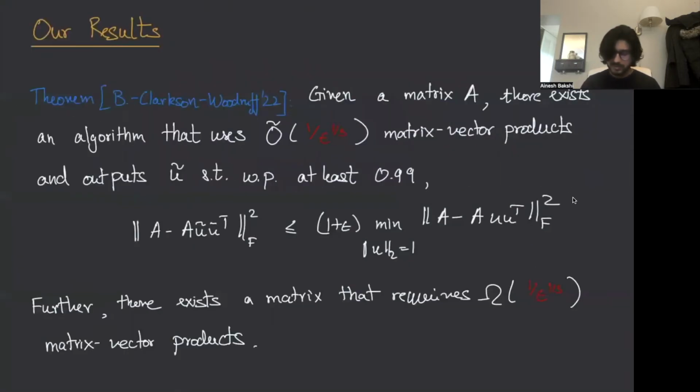And what we also managed to show is that there is a matrix which requires Omega of 1 over epsilon to the 1/3 matrix vector products for any 1 plus epsilon approximation. So this result, the lower bound, is unconditional. It's simply information theoretic, and considering the matrix vector product model led us to be able to prove such a result. Note that proving such a result in RAM is not possible, and we would need to have some sort of conditional hardness if we tried to do so.